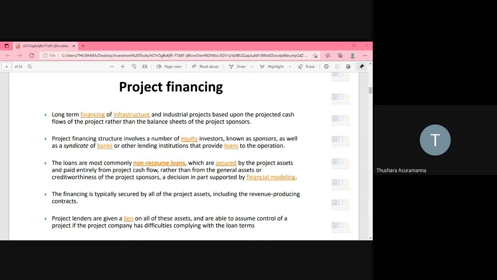The existing balance sheet and P&L do not support future investment repayment. So that's a main feature that you can note down for project finance. Basically, repayment is based on future cash flows, projected cash flows, not the balance sheet of the sponsor.